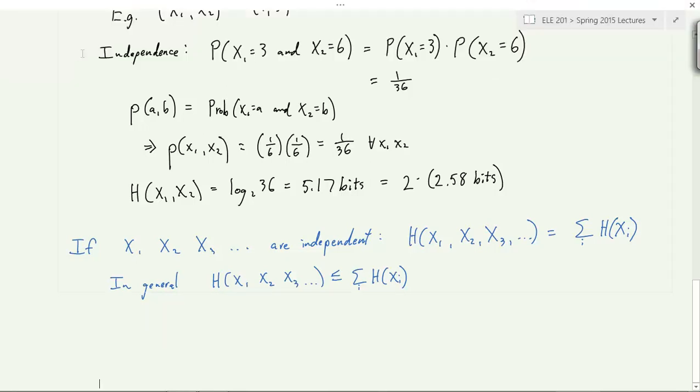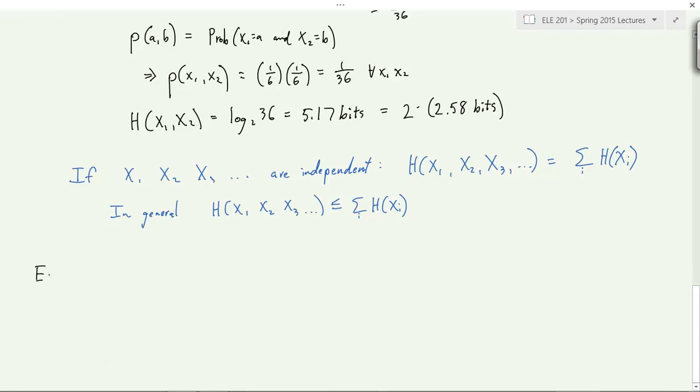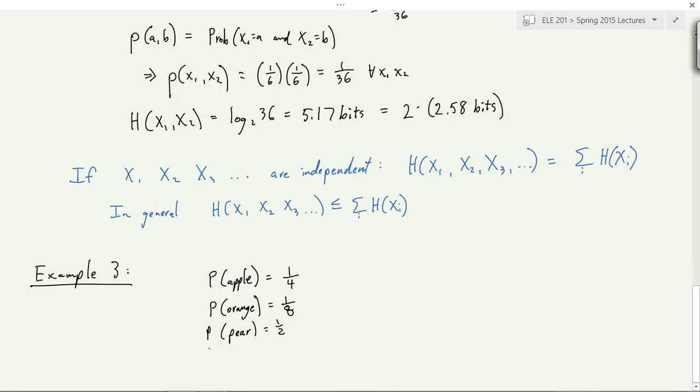Okay, last example here. Let's do an example. We'll take the distribution we had from the lecture last time. What's this, example 3 or something? Let's say that the probability of apple is 1/4, we have something that takes 4 values. And what was it? The probability that it's orange was 1/8. The probability that it was pear was 1/2. And the probability that it was banana was 1/8. Okay, so we had this probability distribution.